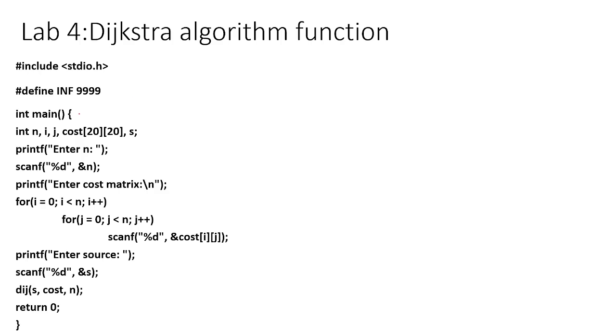Okay, the main goes like this. You can use a constant, one adjacency matrix, two-dimensional array, then the variables: number of nodes, then source node. Read the n value, read the adjacency matrix, input the source node, call the Dijkstra algorithm by passing the source node, adjacency matrix, and number of nodes.